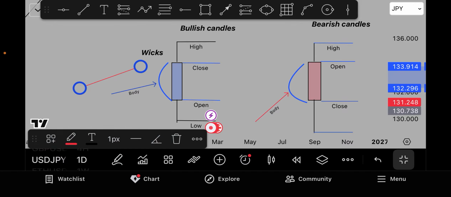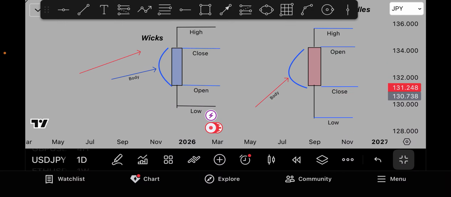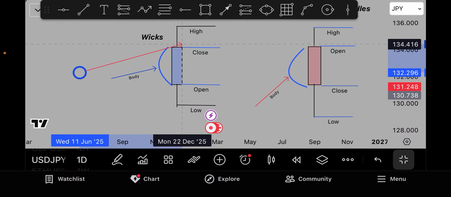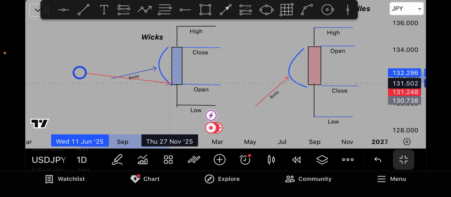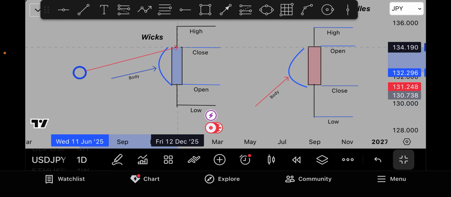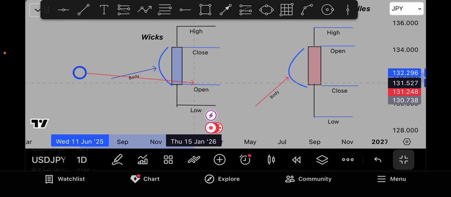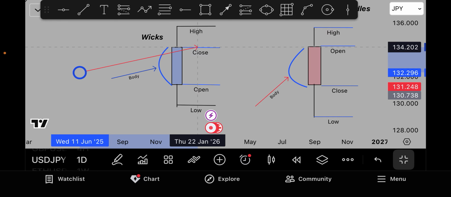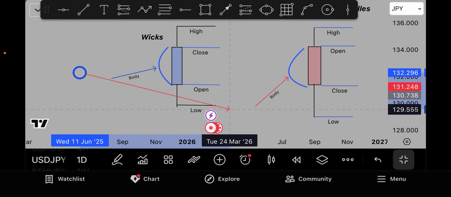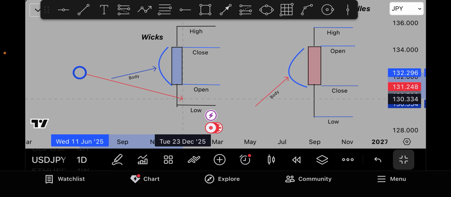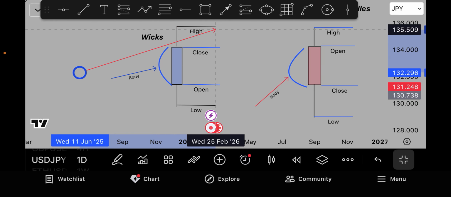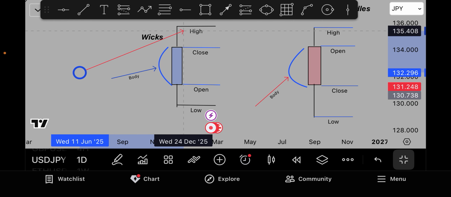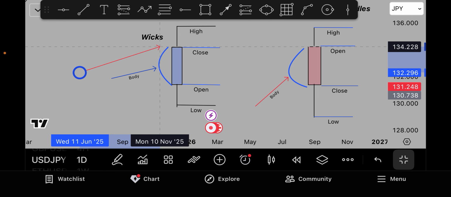Now, we also have what we call the open, or the flat part of this bullish candle, and we have the close. All right, so this is where the candle started. This is where it ended. This is how low price has gone throughout this candle, and this is how high price has gone throughout this candle before it closed. Make sense?